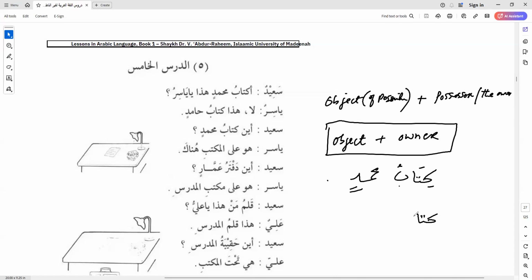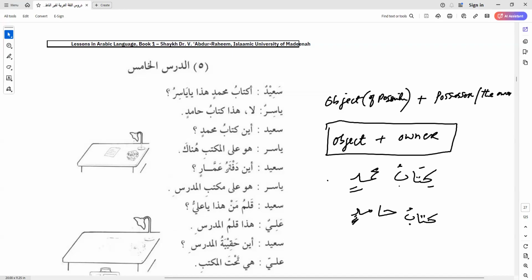Kitabu Hamidin. Now, again, pay particular attention to the vowel structure. So always the owner, the ending vowel for the final consonant of the owner must be kasra or kasratain, right? Depending whether it is a proper noun or it is an indefinite noun or it is a definite noun.